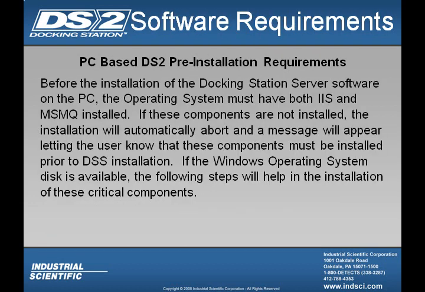Before the installation of the docking station server software on the PC, the operating system must have both IIS and MSMQ installed. If these components are not installed, the installation will automatically abort and a message will appear letting the user know that these components must be installed prior to DSS installation. If the Windows operating system disk is available, the following steps will help in the installation of these critical components.